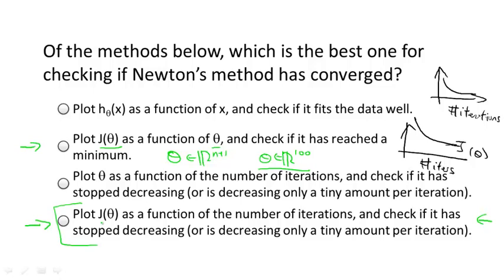So you now know how to implement Newton's method, and with this also check how it converges. Using this method, you'll be able to very quickly find a good setting of the parameters theta for logistic regression.